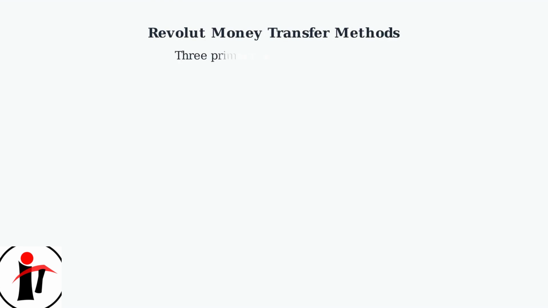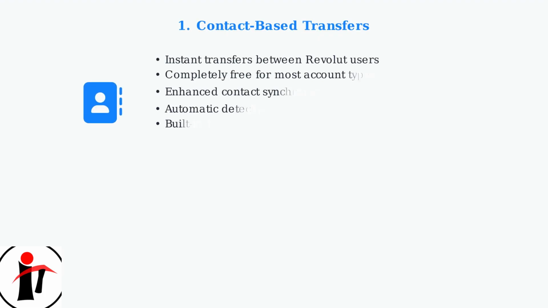Revolut offers three primary methods for sending money, each designed for different use cases and preferences. These streamlined capabilities have helped maintain Revolut's position as a leading digital banking platform. Contact-based transfers are the most convenient method for sending money between Revolut users.